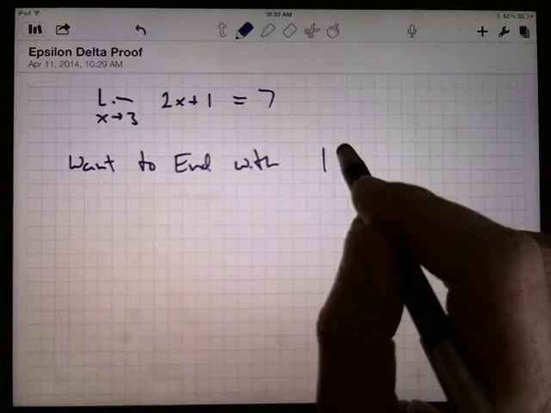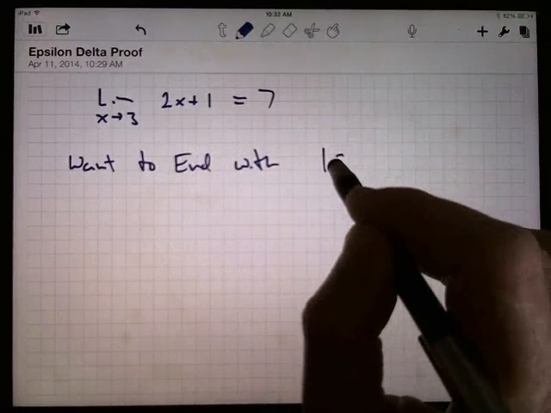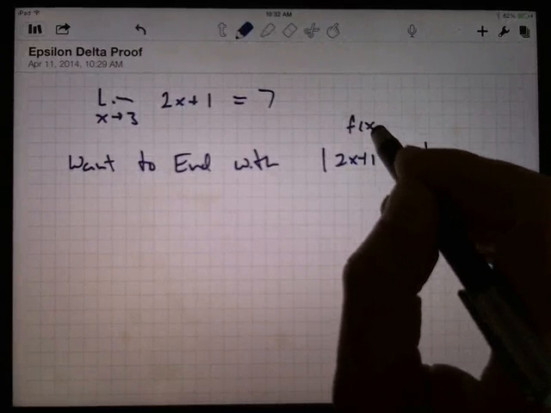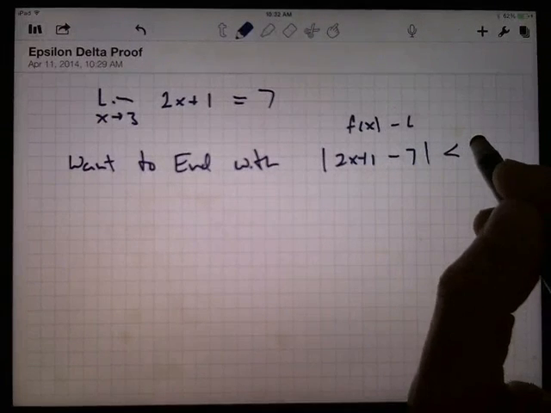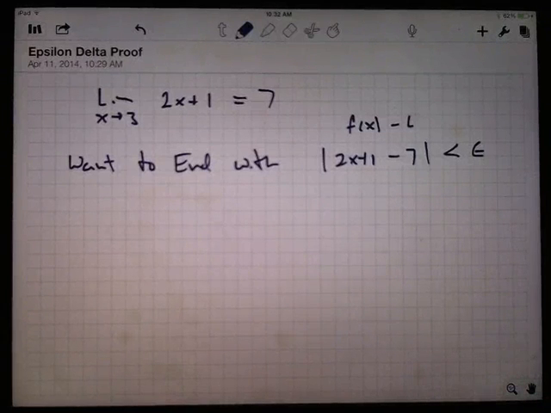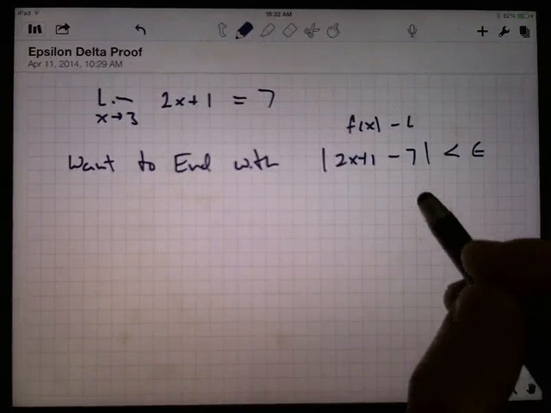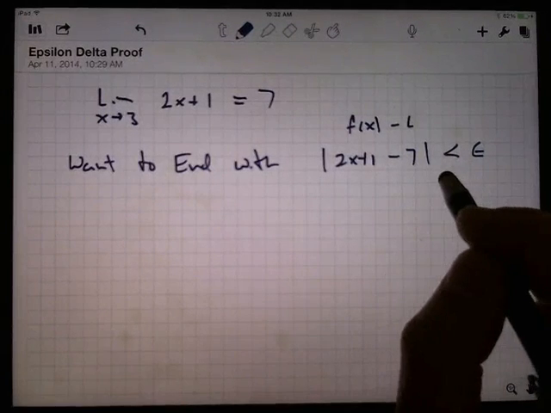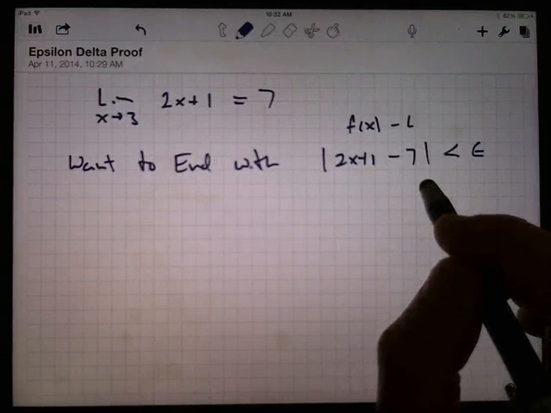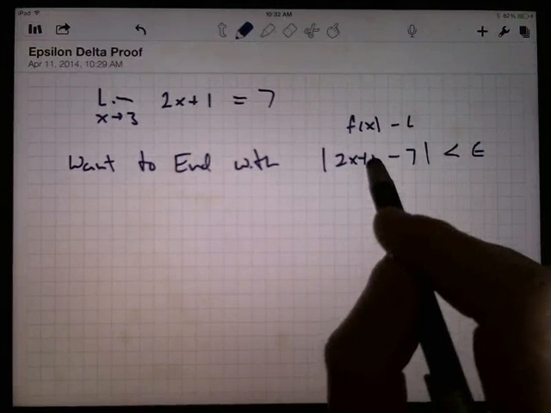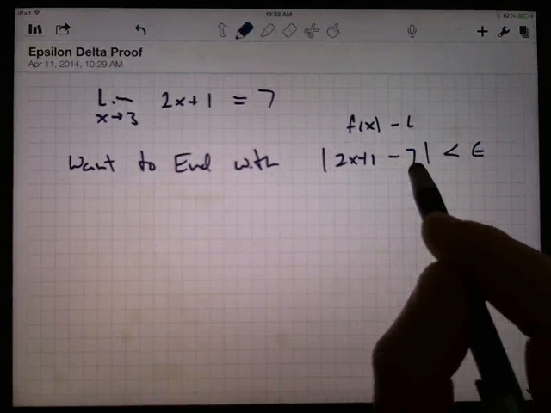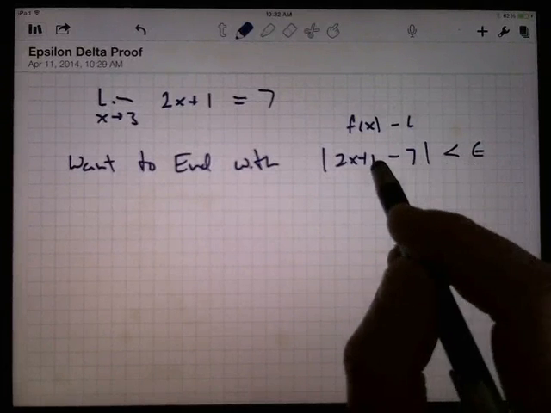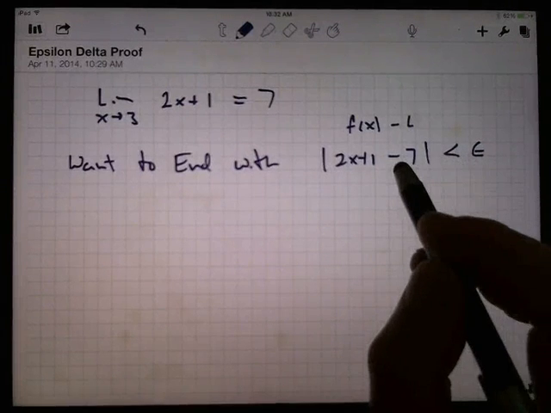We want to end with the absolute value of f of x minus L, so 2x plus 1 minus 7, that's my f of x minus L. I want that to be less than epsilon, whatever epsilon I choose. In fact, for every epsilon I choose, I need to be able to do this. So I'm looking at this inequality and saying, let me see what that tells me about the x values. This 2x plus 1 is a y value, and this minus 7 is the other y value. And so here we go. How do we get this?